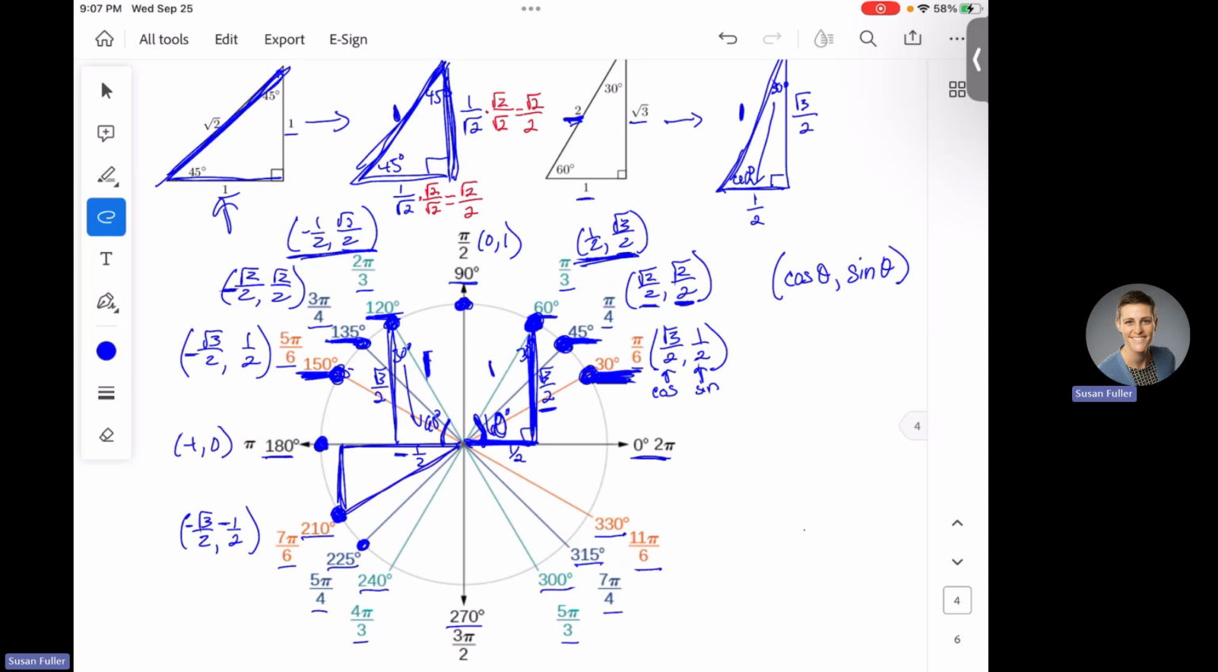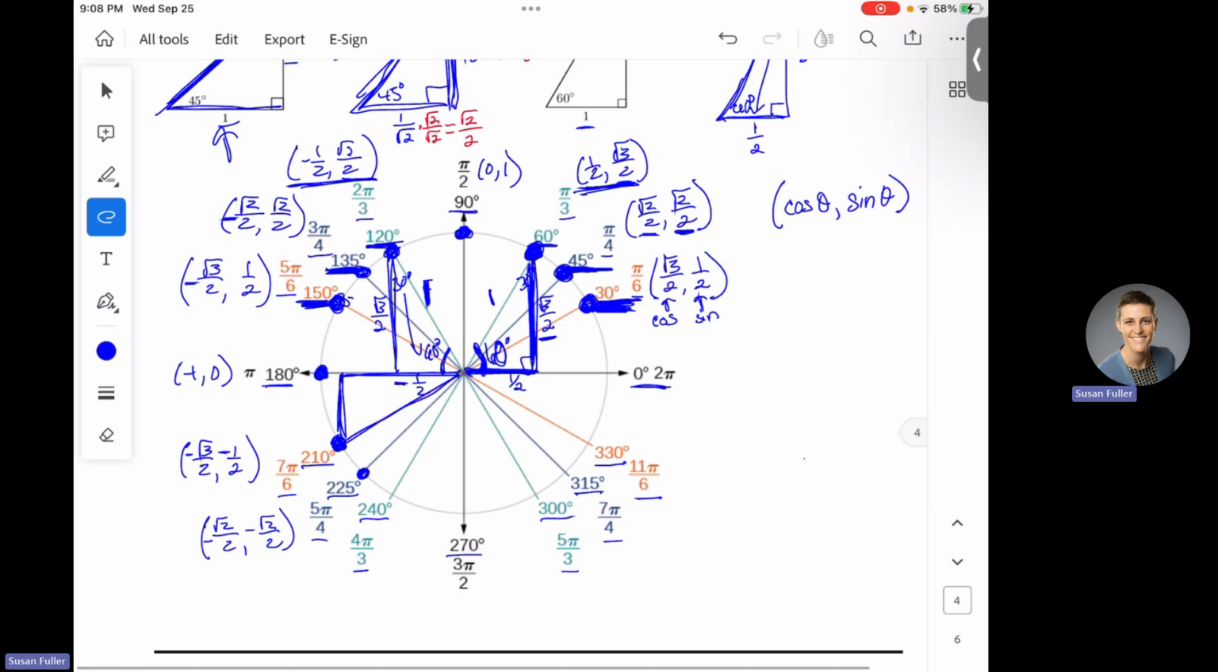And 225 degrees. This is a reflection of 135 degrees. It has the same reference angle, the reference angle of 45 degrees. Those ordered pairs will match, root 2 over 2, root 2 over 2, but both x and y are negative in quadrant 3. And this 240 degrees, that is a reflection of 120 degrees, which is a reflection of our 60 degrees. They all have the same reference angle of 60 degrees. So my ordered pair is going to match my 60-degree angle there, except in quadrant 3, they're both negative.